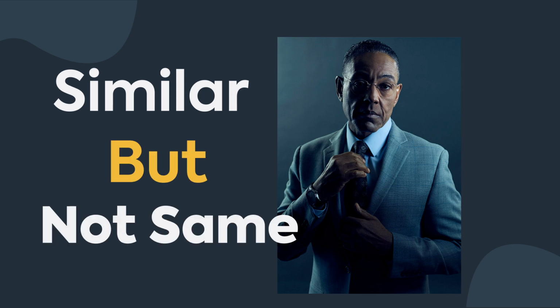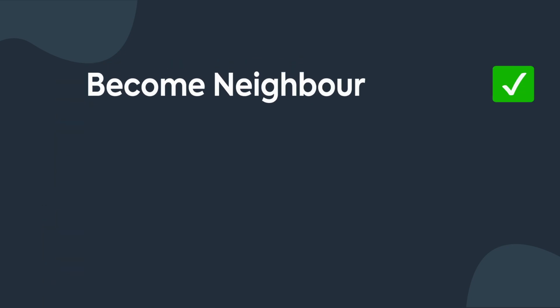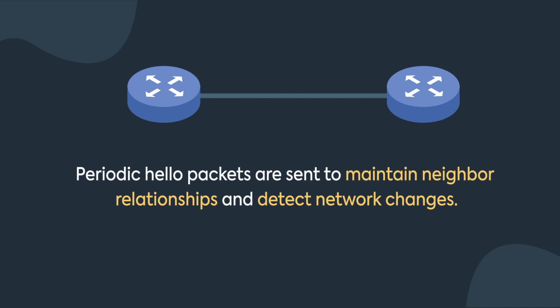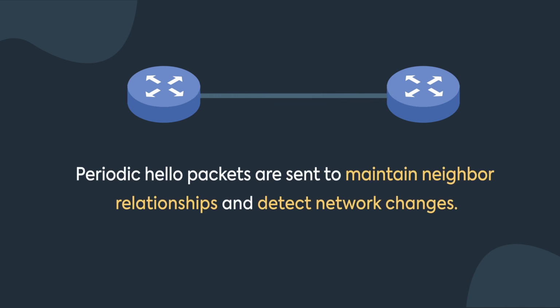On the surface, it has a similar working mechanism as the OSPF protocol. First step is to become the neighbors. A neighbor first sends a hello packet and another neighbor checks the requirement and responds back with a hello if everything is fine to become the neighbors. A periodic hello packet is sent back and forth to ensure the connection is alive.